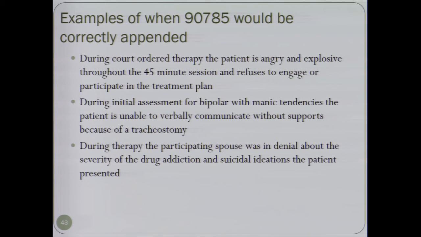Examples, court ordered. Okay. During the initial assessment, the bipolar or manic tendencies, the patient's unable to verbally communicate or without supports, without process. During therapy, the spouse is in denial about the severity of the addiction or process and is interfering with that treatment plan. Now, interactive complexity can be coded, as I said, with psychotherapy, with E&M or without.